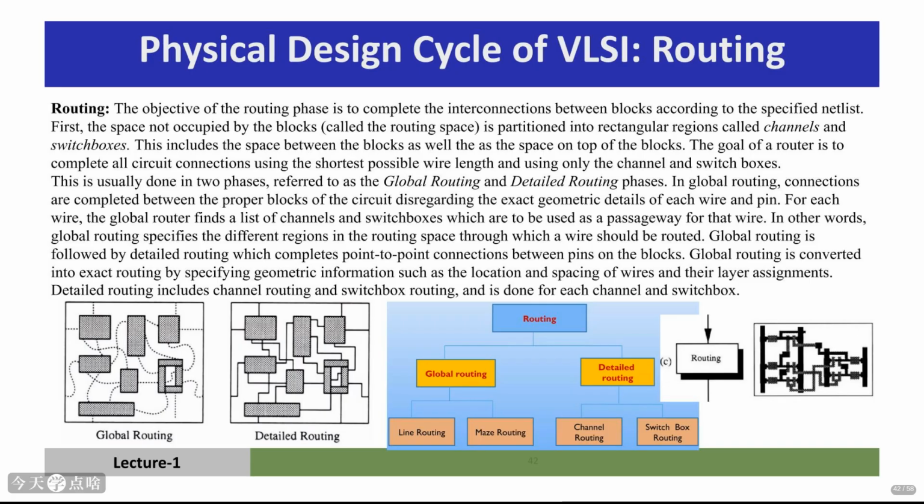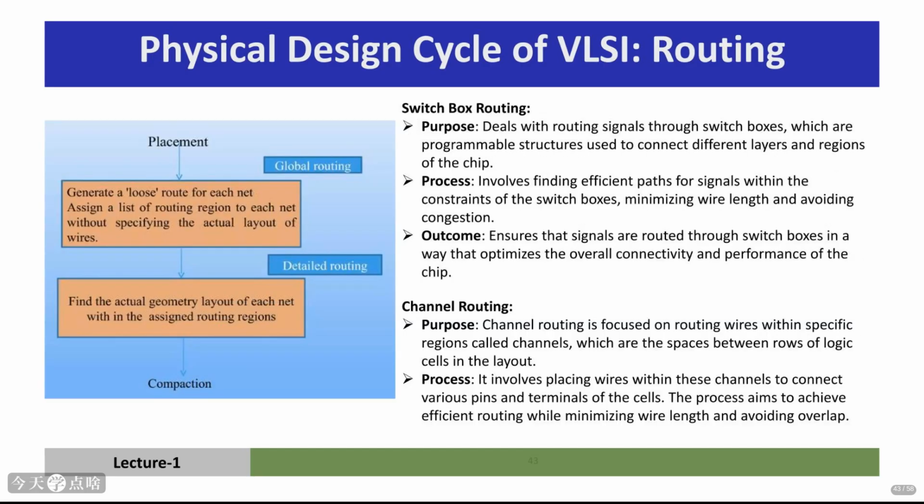Global routing finds the general path for each wire, specifying which channels and switch boxes it should use. Detailed routing then draws the exact geometric path for each wire, considering layer assignments and avoiding overlaps. Within the routing process, we have specific techniques. Switchbox routing deals with routing signals through these programmable switchboxes, which act like crossroads connecting different layers. The goal is to find efficient paths through the switchboxes.